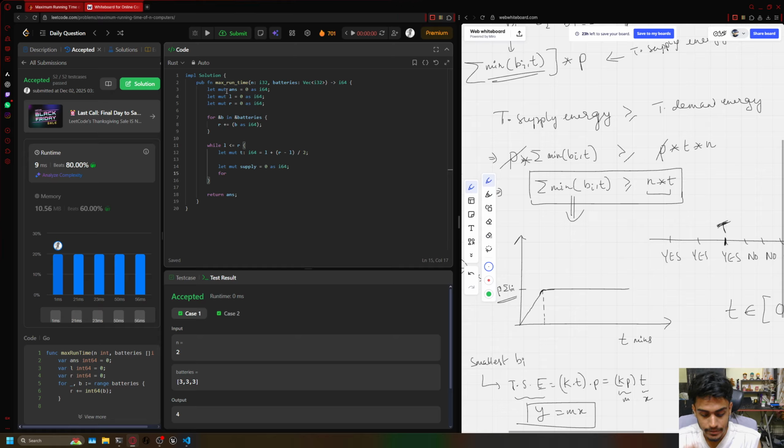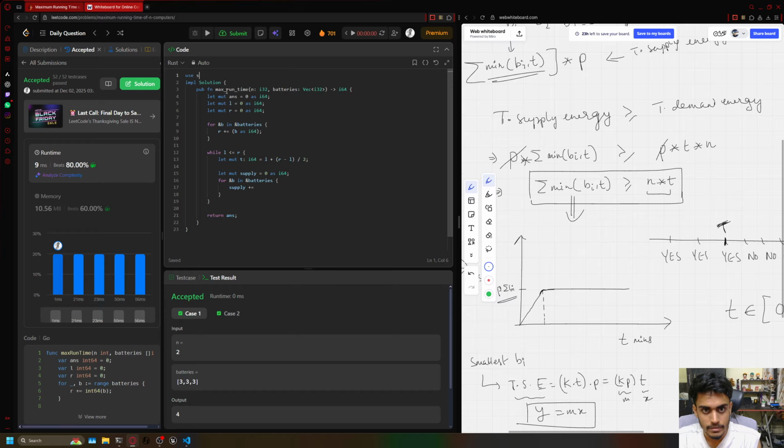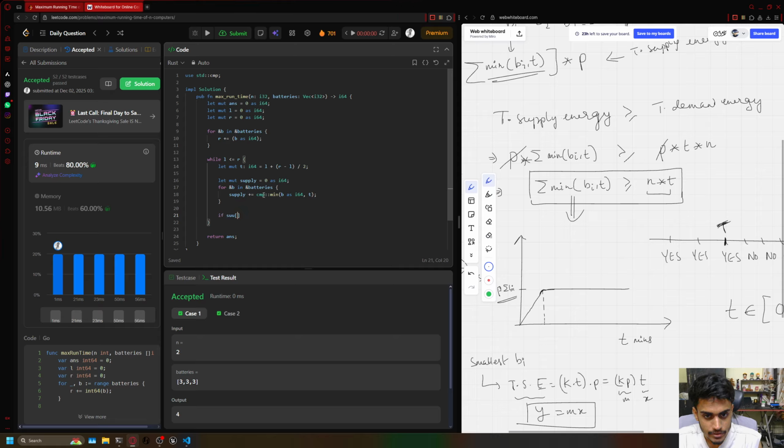Then I will iterate over all the batteries. So for b in reference of batteries, supply plus equals, oh yeah, I need to use comp, so I'll say std comparator. So I'll be comparing the minimum of my batteries as i64 with my t. And in the end I will check whether my total supply energy is greater than or equal to my total demand energy, which is n as i64 times t.